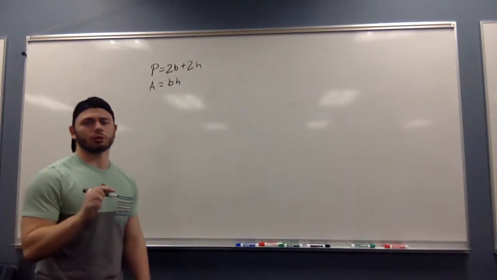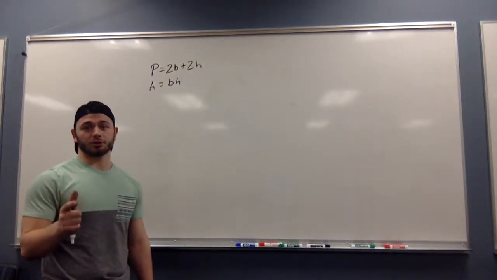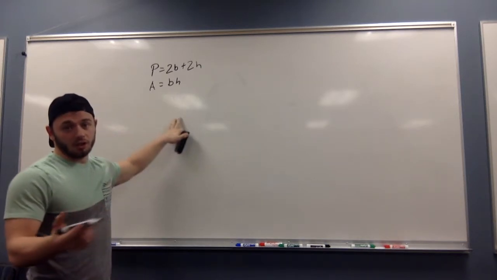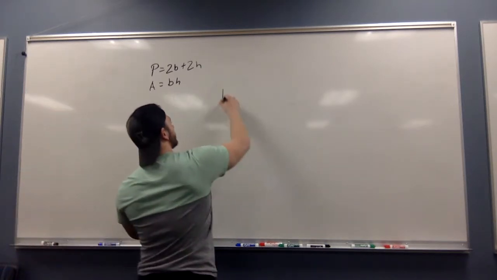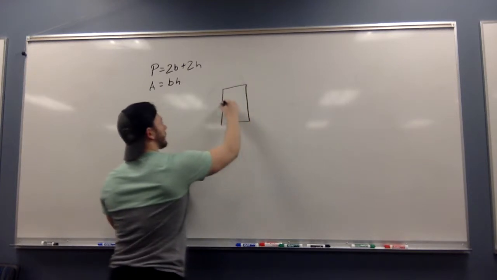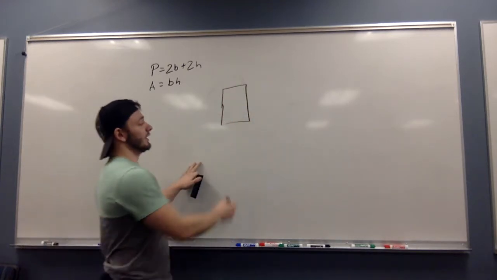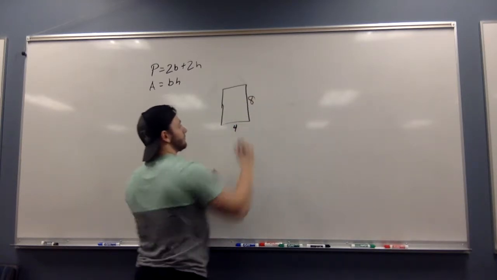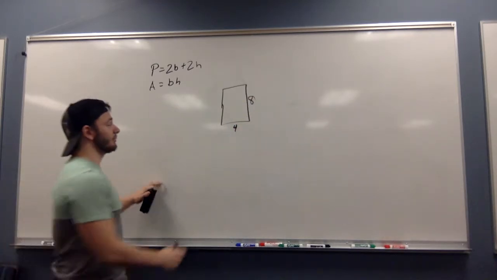Now that we know we're calculating area and perimeter of squares, and we figured out what the equations are, let's do some examples. So let's say this square has a base of 4 and a height of 8. So let's calculate the perimeter.